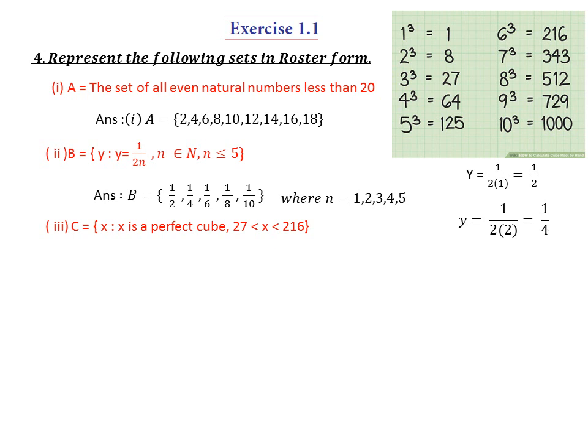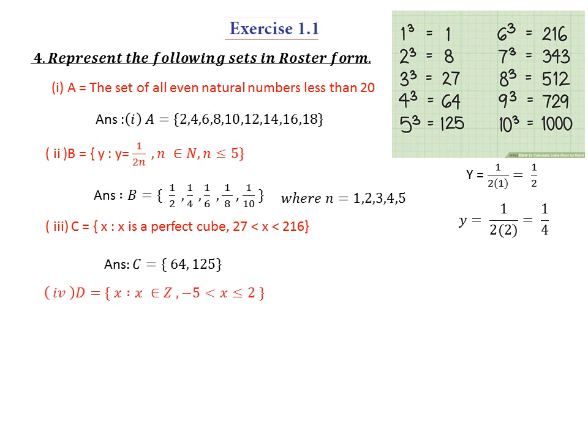So 10 cube 1000. So in this we have to take the values between 27 and 216. Check it in this list. There are only two numbers, 4 cube and 5 cube, 64, 125. You have to list out 64 and 125 only. That's all the answer. Next problem.